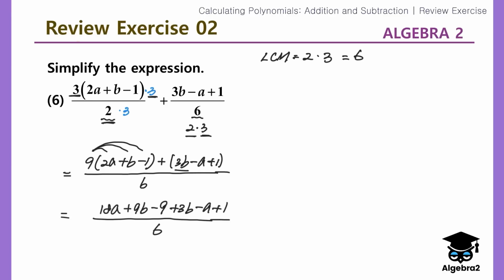So we're almost done. We have a term, 18a minus a, that's 17a, right? So 17a, b, 9b plus 3b, that's plus 12b. And we have minus 9 plus 1, that's minus 8. All of this expression over 6.